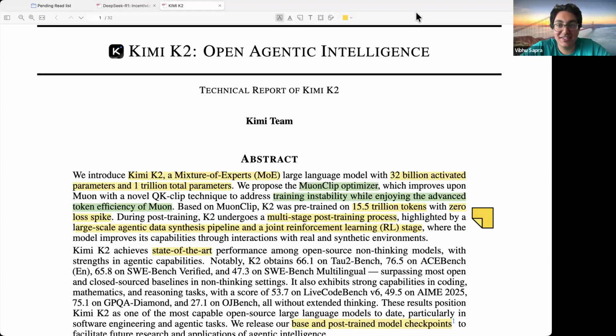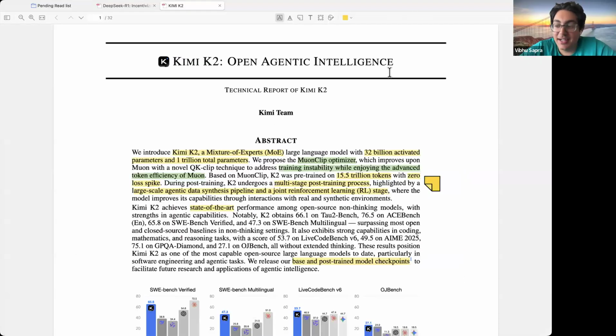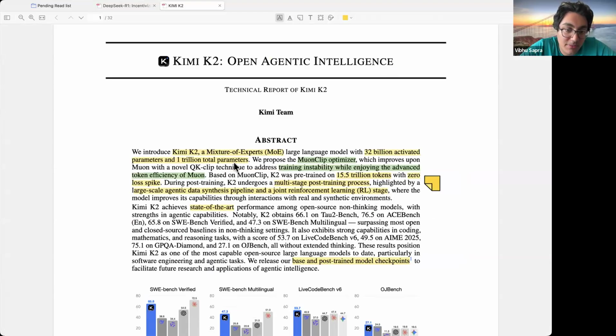Okay, Kimi-K2. Last week we went over the original Muon paper.